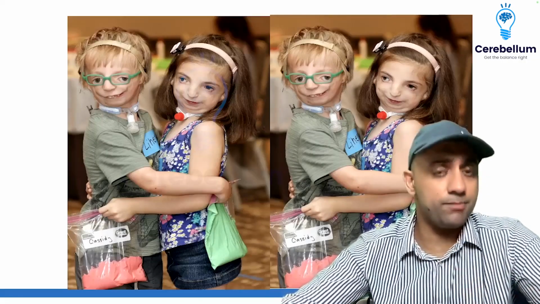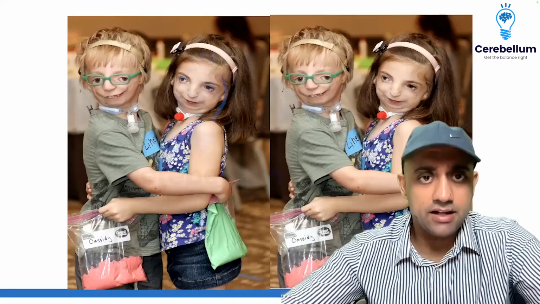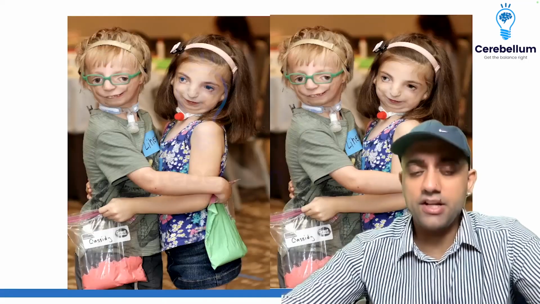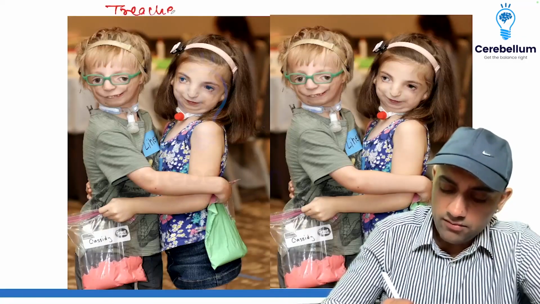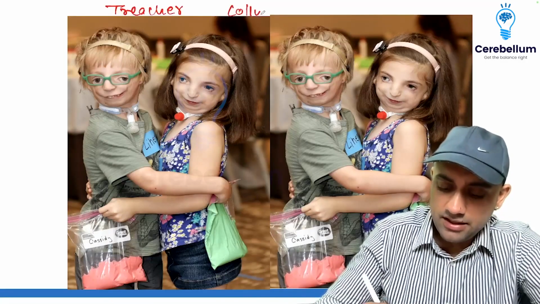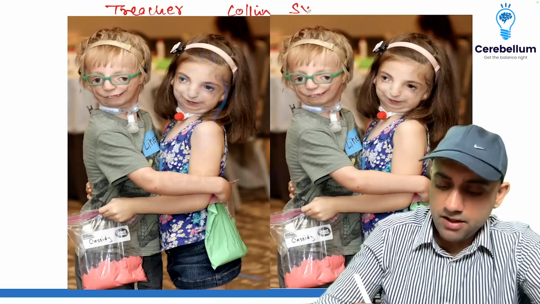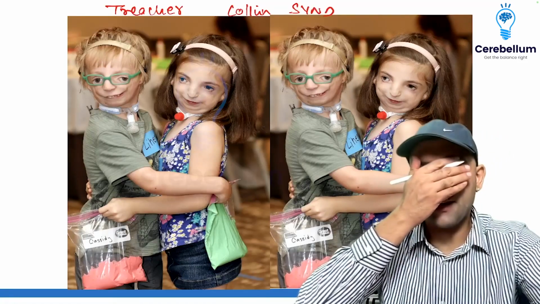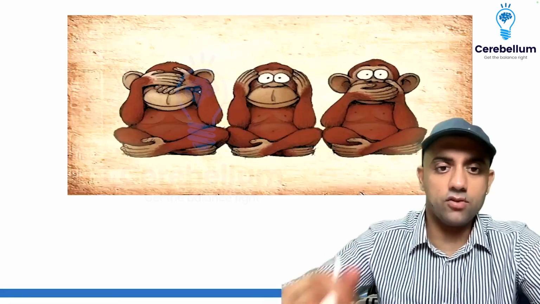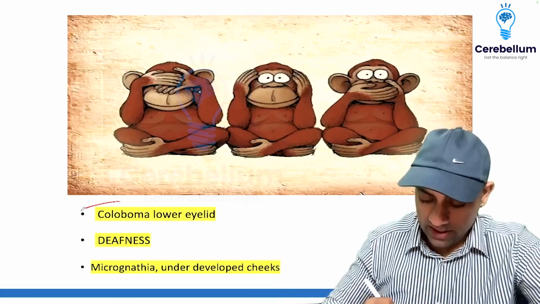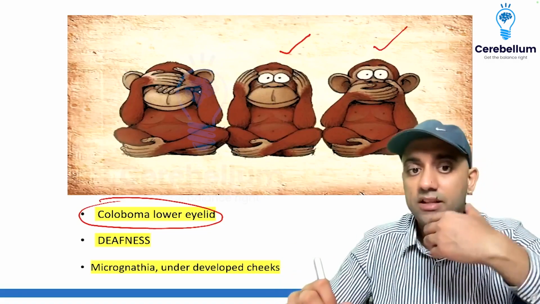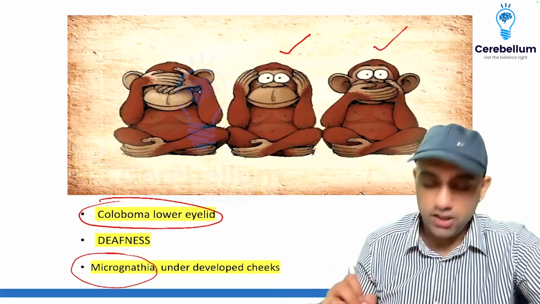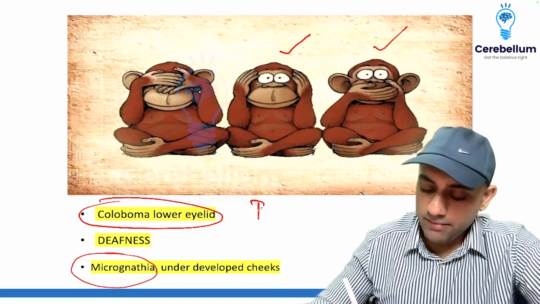Very importantly, this patient is a case of, remember that, Treacher-Collins syndrome. What are the important points of Treacher-Collins syndrome? Remember this one, Gandhi ji's three monkeys. Gandhi ji said, don't see the bad stuff. But they saw the bad stuff, so they got coloboma of the eyes. Gandhi ji said, don't speak the bad stuff, but they spoke. They got micrognathia.